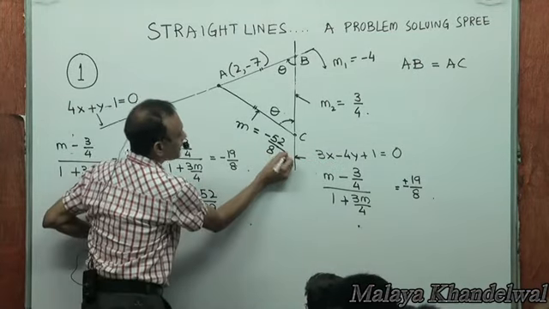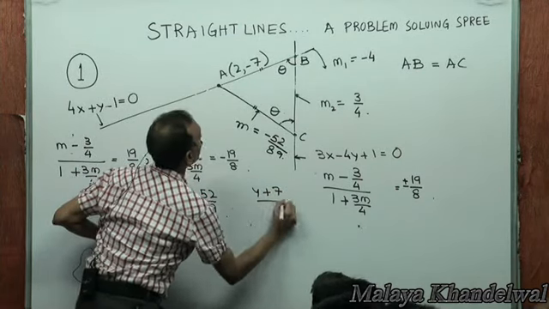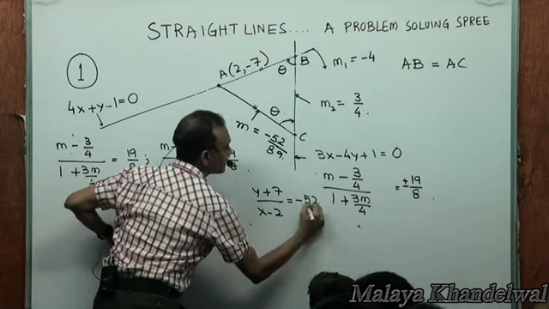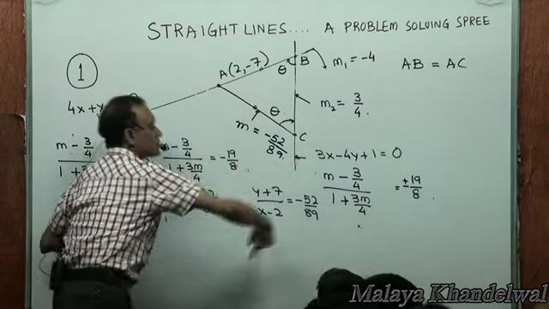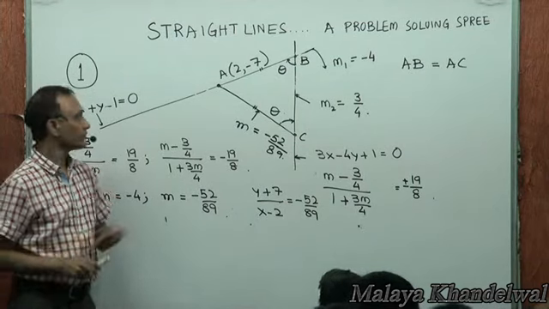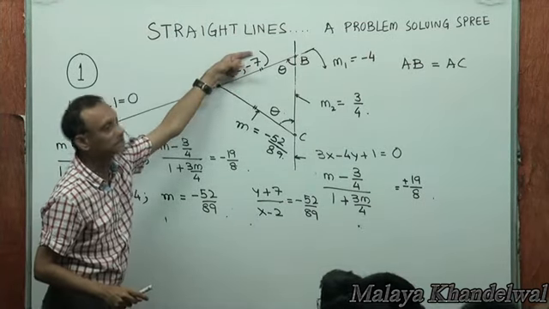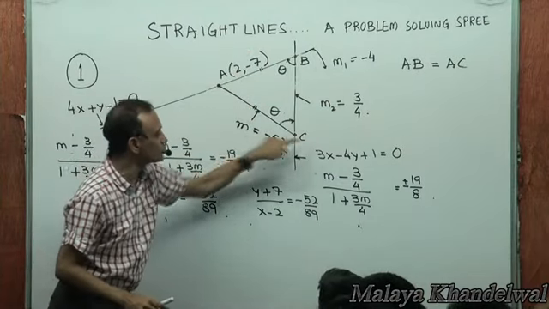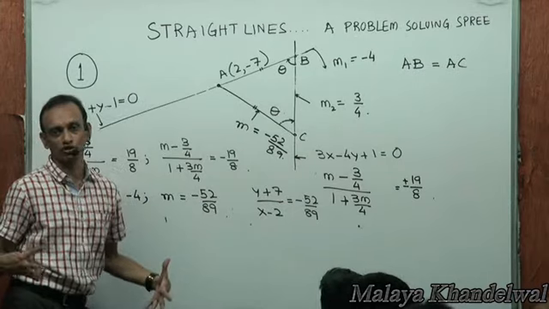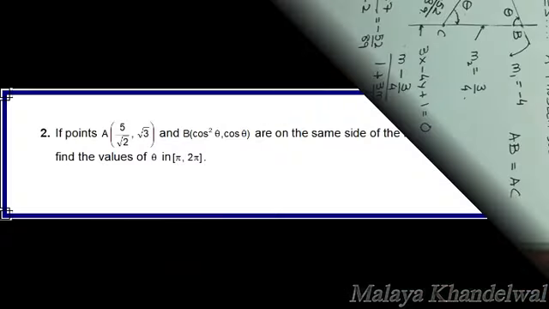So how do I find? (y plus 7) by (x minus 2) equals minus 52 by 89. That will be the equation. You can cross multiply and simplify and do the needful, right? Do you understand? (y plus 7) by (x minus 2) equals the slope of this line, which is minus 52 by 89. Cross multiply and collect terms on the same side and you get the equation of this line.